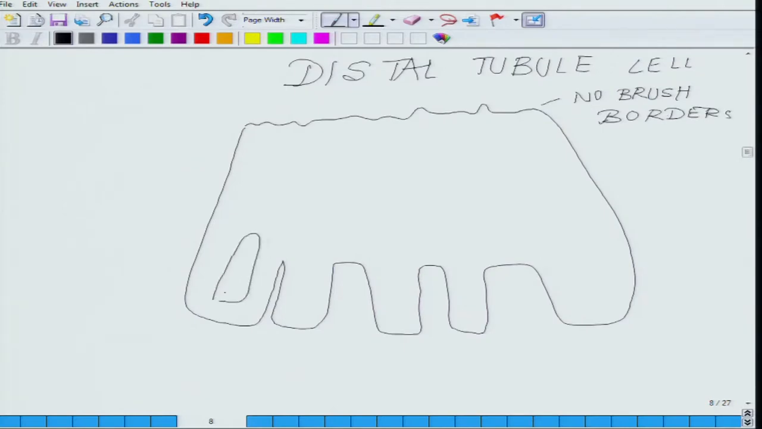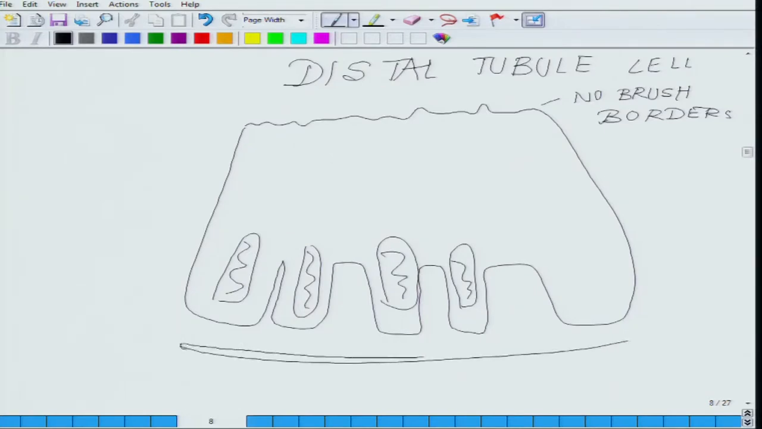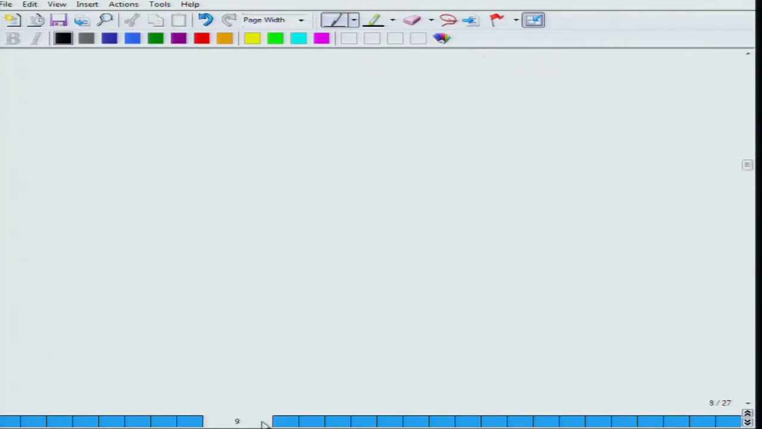You have, of course, the mitochondria sitting here like this all along the place, and you have the basal membrane. These are the MT, which stands for mitochondria, and these cells are without the brush border. And then there is the third kind of cells, which are present in the loop of Henle.